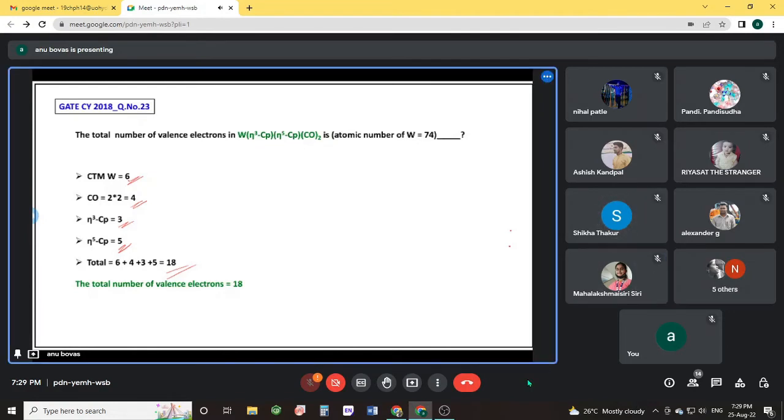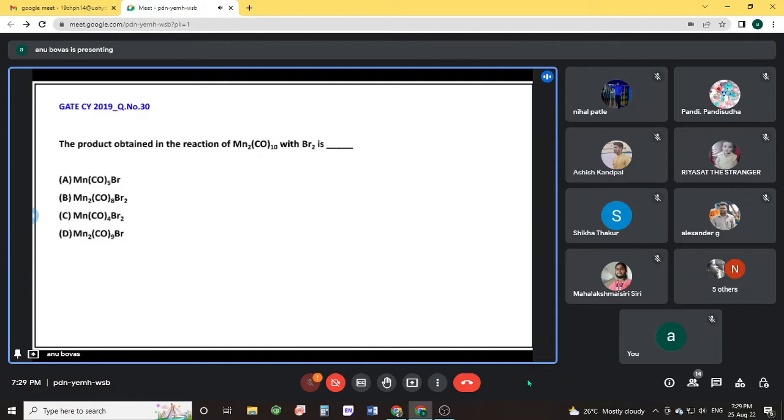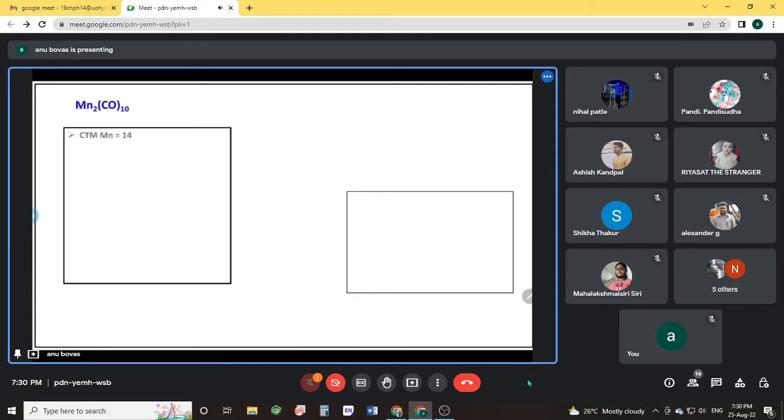Okay, fine. So then we can move to the next question. The next question is from 2019, question number 30. The product obtained in the reaction of Mn2CO10 with Br2 is. 4 options are given. So we can find out what is the correct option. First of all, we can find out what is the structure of the complex given in the question, Mn2CO10. So in order to find that, we can use the help of the 18 electron rule.